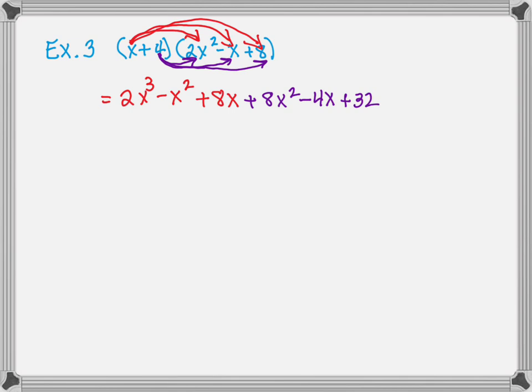And now we'll combine like terms. So I only have one x cubed term, so I have 2x cubed. For x squared terms, I have negative x squared. I have positive 8x squared. Those combine to form 7x squared. I have 8x. I have negative 4x. Those combine to form positive 4x. And I only have one constant, so I have plus 32. So here my product is 2x cubed plus 7x squared plus 4x plus 32.